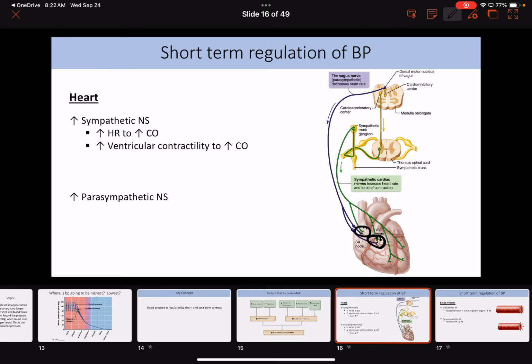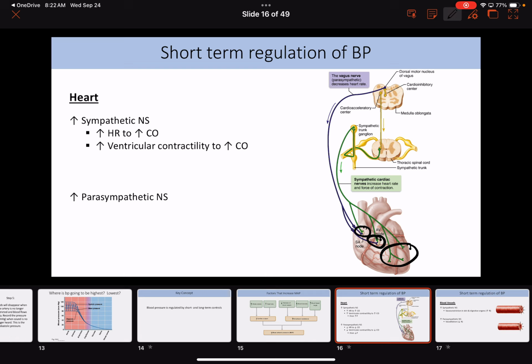Sympathetic nervous system also has connections on the ventricles of the heart at the myocardium. When the catecholamines are released there, it increases contractility of those ventricles, which is also going to increase cardiac output. When you increase contractility, which factor in cardiac output are you really increasing?